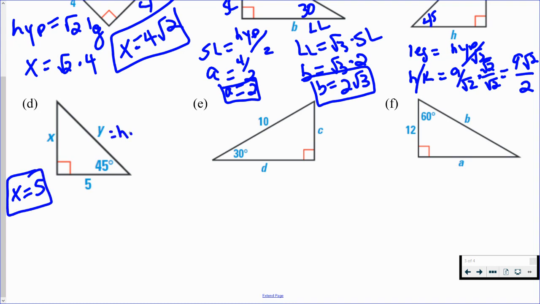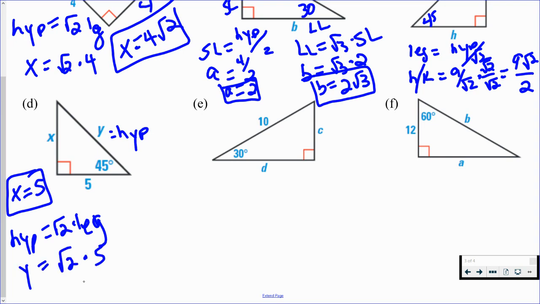Now, Y is your hypotenuse. And remember what we said in 45, 45, 90 triangles, the hypotenuse equals square root of 2 times the leg. Right there. So we know that Y equals square root of 2 times 5. So Y is just 5 square roots of 2.